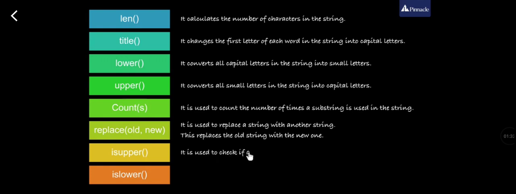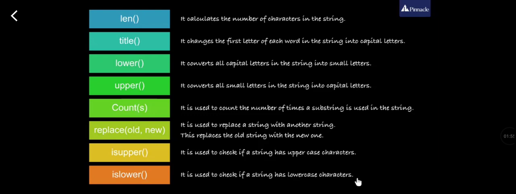When we have to check if a string has uppercase characters, we make use of the isUpper function. It returns a value true if an uppercase character is present, otherwise it returns false. isLower checks for lowercase characters in a similar manner.